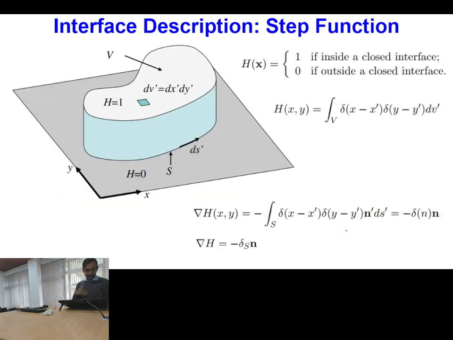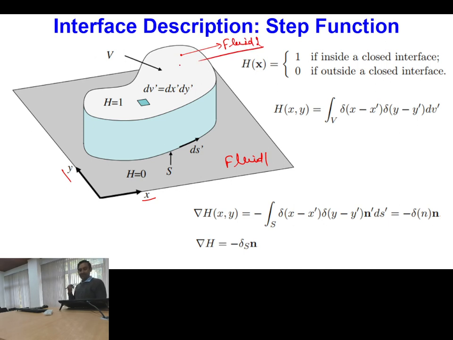Now let's consider the next method. The next method for defining the interface is based on a step function. Okay. So the meaning is, this is a two-dimensional plane x and y. Okay. And in this two-dimensional plane, say this grey colored portion is my fluid 1, and say this white colored portion is my fluid 2.